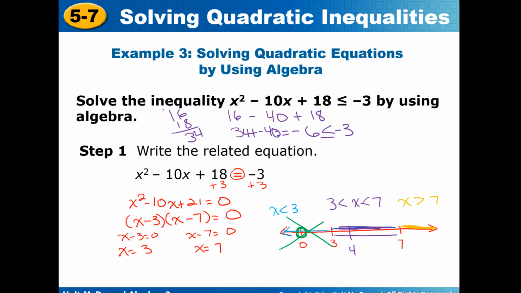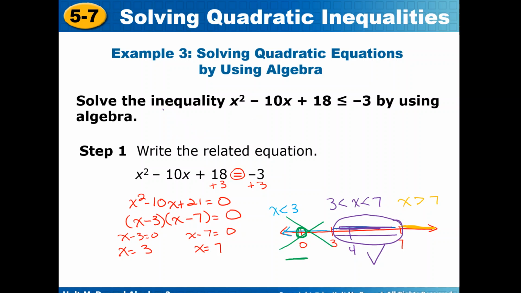So I know that this area is true. My purple area was true, so I'm going to put a check by this. I'm going to put a minus on this one because that didn't work. Now I'm going to choose a number greater than 7, a number on the outside. I'll choose 8, and we did that in yellow.